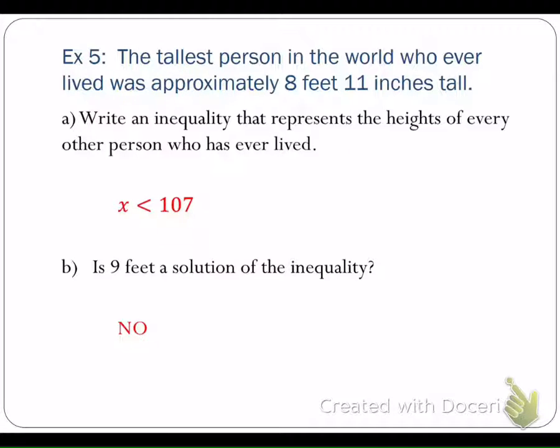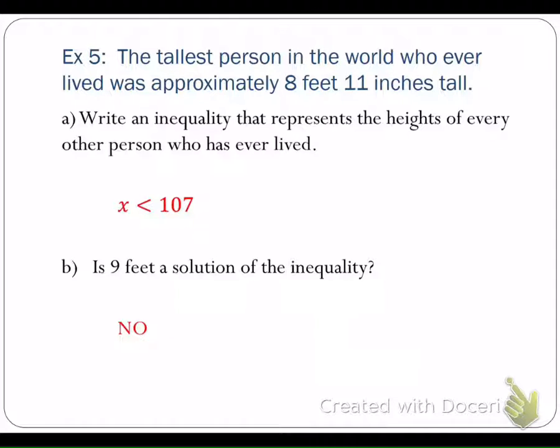Okay, now we're going to write some inequalities. So part A. Or no, I guess we have to read the example. Example 5. The tallest person in the world who ever lived was approximately 8 foot 11 inches. Dang. Part A. Write an inequality that represents the height of every other person who ever lived.